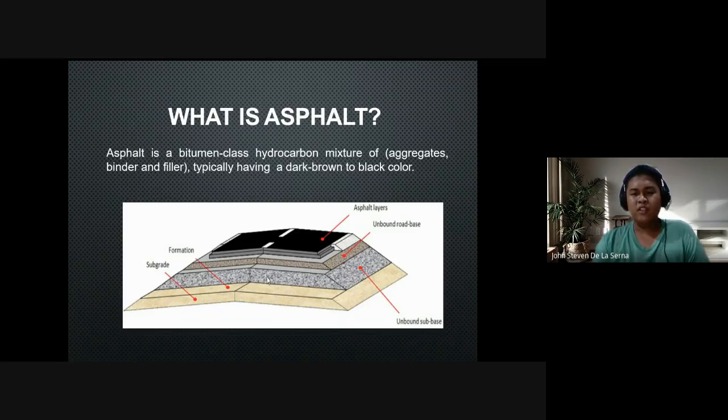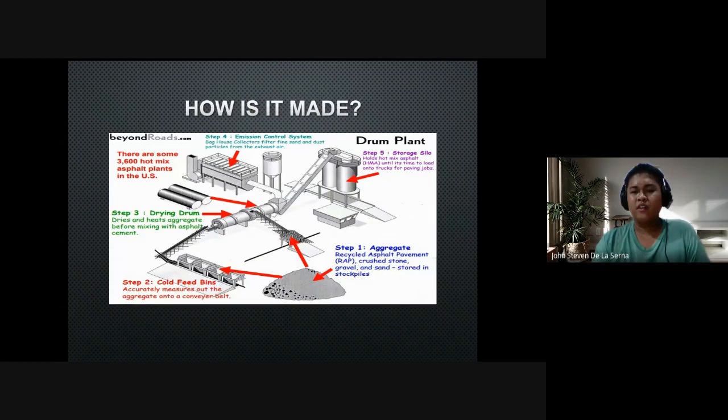Now how is asphalt made? First, the aggregates are crushed. Next, they are stored in cold feed bins. Next, they are dried in the drying drum. Next, they are collected. And lastly, they are stored in a storage silo before transporting them for the asphalting of the roads.